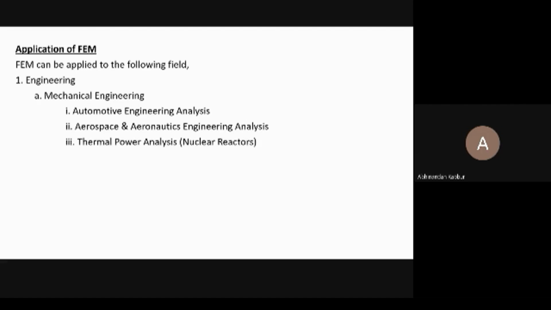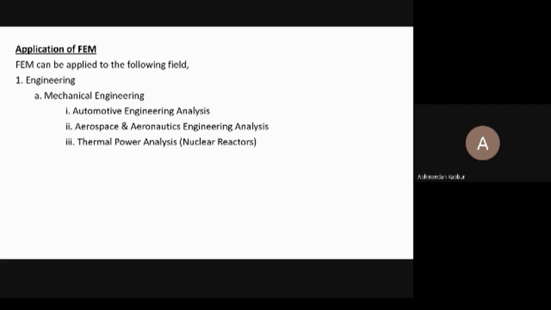When I come to engineering, first comes mechanical engineering. Under mechanical engineering, like automotive engineering, different components can be analyzed. Aerospace and aeronautics engineering, where once again the shapes of the bodies in the aerospace industry are very complex in nature, so those kinds of components can be analyzed. Even thermal analysis can be done, for example nuclear reactors, where very much heat is involved.